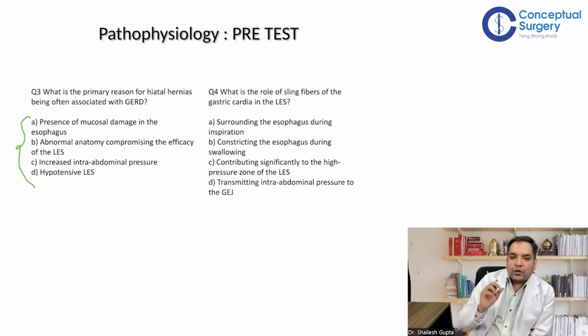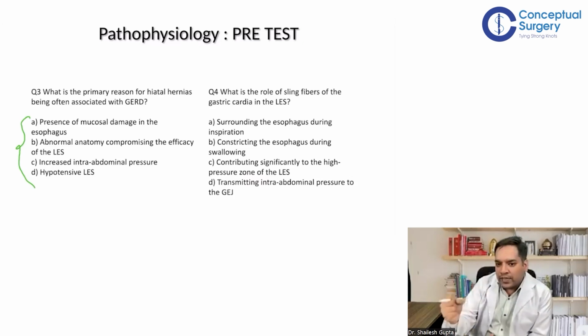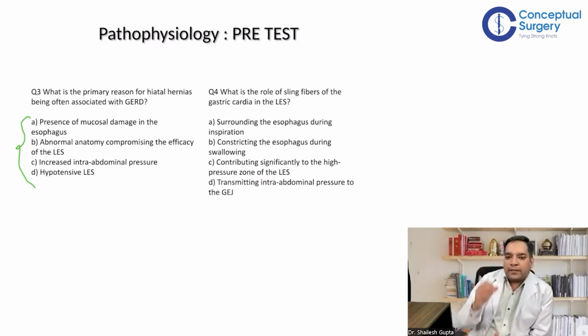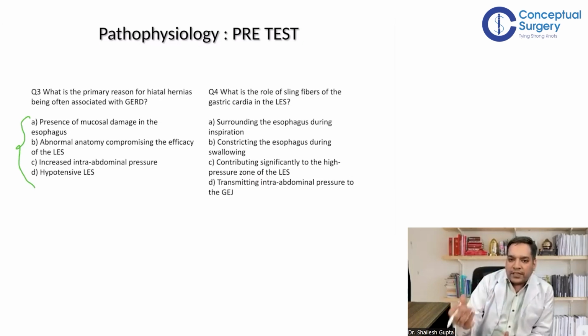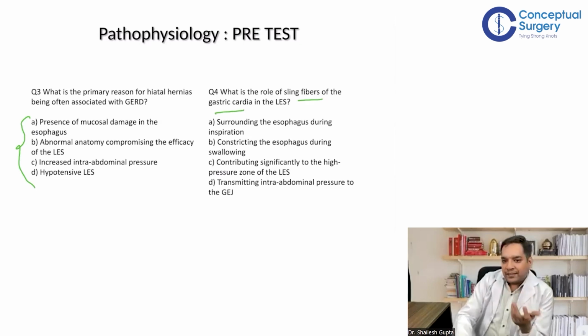Out of these four, which one is associated with hiatal hernia that is causing gastroesophageal reflux disease, right? Question number 4, what is the role of the sling fiber of gastric cardia in the lower esophageal sphincter surrounding the esophagus during inspiration? Sling fibers constrict the esophagus during swallowing. Sling fibers contribute significantly to the high pressure zone of the LES. Sling fibers transmit the intra-abdominal pressure to the GE junction. So how do the sling fibers of gastric cardia contribute to the LES, right?